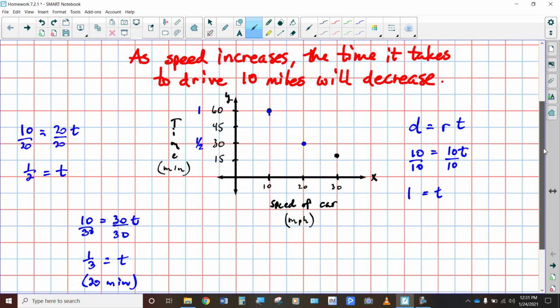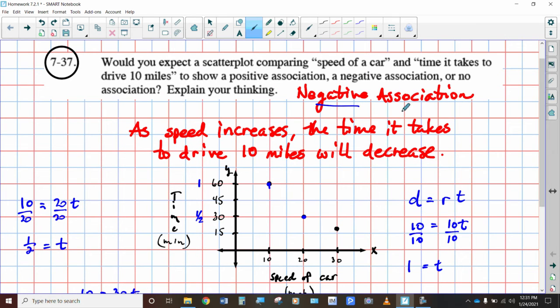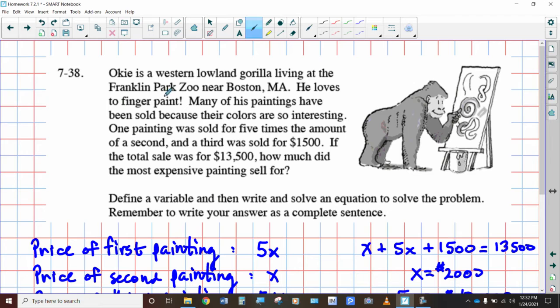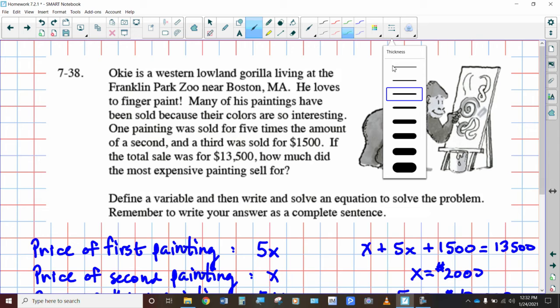It's definitely in the negative direction, so this would be a negative association. The faster you go, the less time it takes for you to get someplace. So the time would be going down while the speed of the car is going up. So one's a negative, one's a positive, so that's going to be a negative association. All right, let's move on to Oki, the western lowland gorilla who's living at a park in Boston.